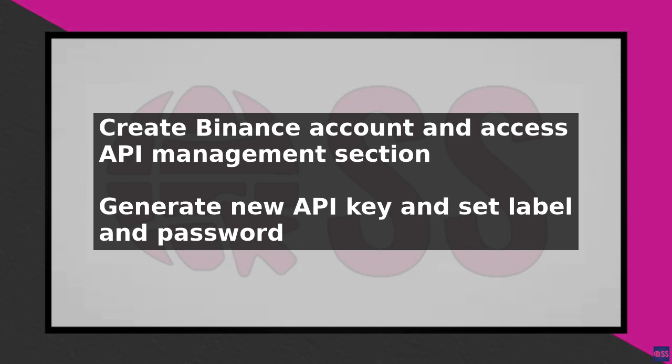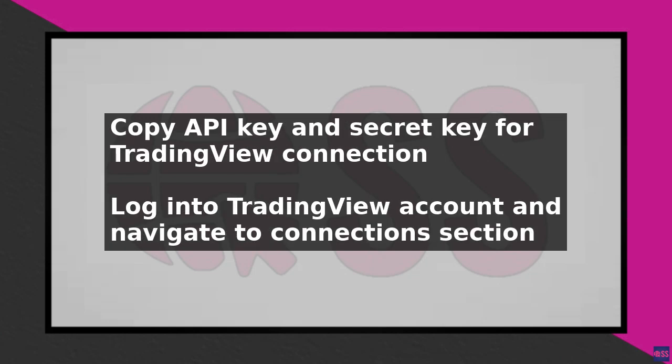You will then be asked to create a label for your API key and set a password. After creating the API key, you will see the API key and secret key. Copy the API key and secret key, as you will need them to connect to TradingView.